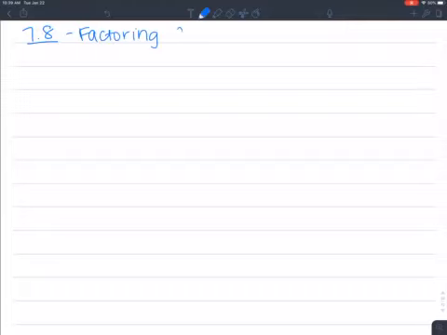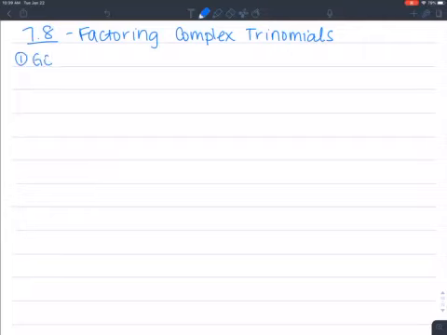So today we're talking about lesson 7.8, which is factoring complex trinomials. Just a quick reminder, whenever we're factoring any sort of trinomial, the first thing we actually want to do is look for the GCF. And then secondly, we want to figure out, is it simple or complex?